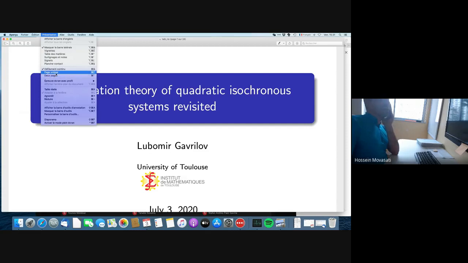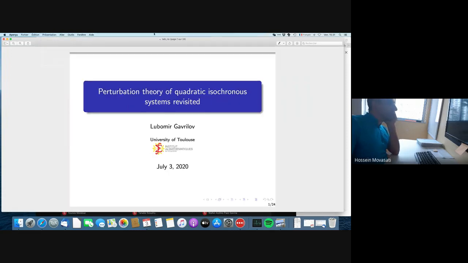Okay, so let's start. Today's speaker, Lubomir, our first international speaker outside Brazil, is going to talk about perturbation theory of quadratic isochronous systems revisited.